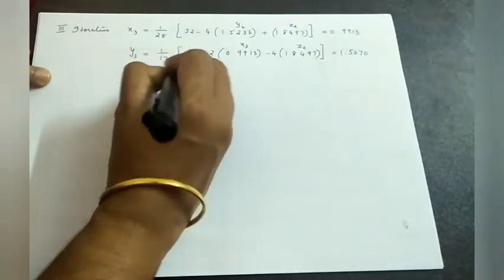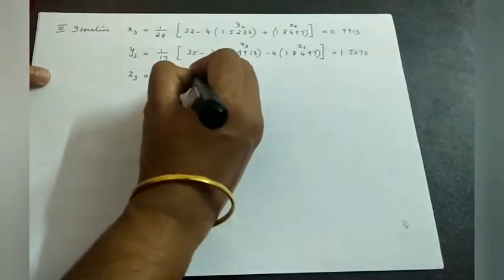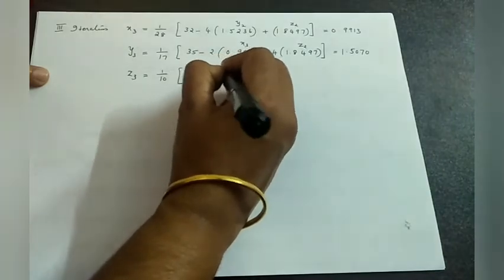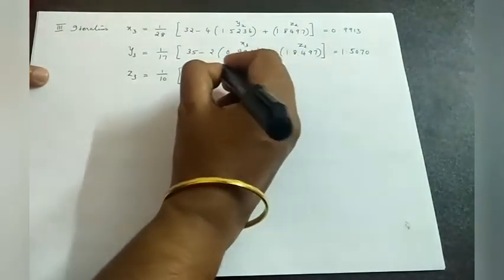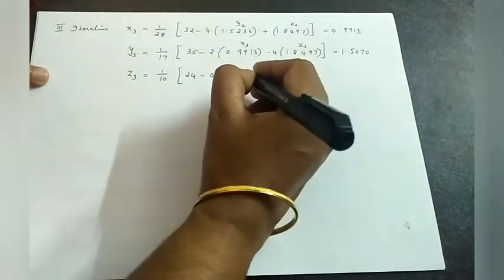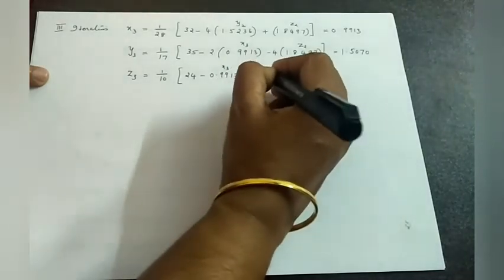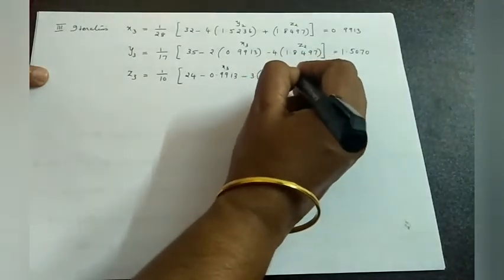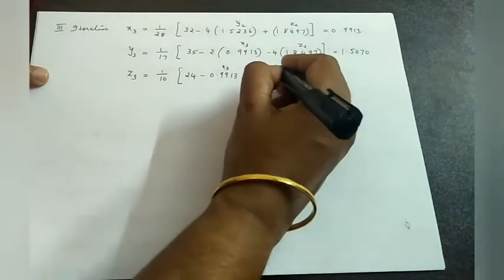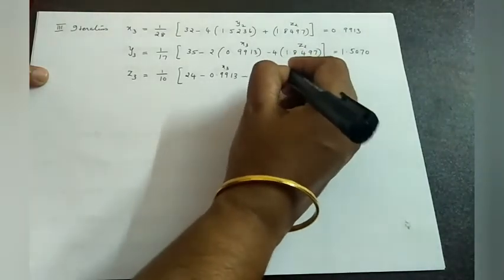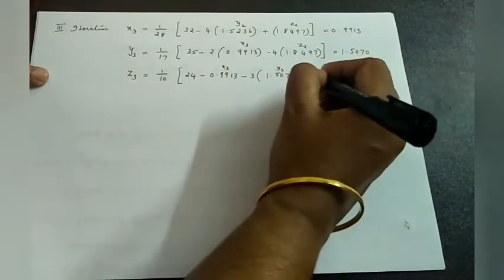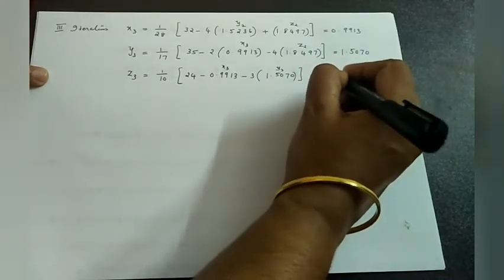Now the value of z3 is 1 by 10 into 24 minus 0.9913, that is the value of x3, minus 3 into 1.5070, that is the value of y3. And the final answer will be 1.8488.